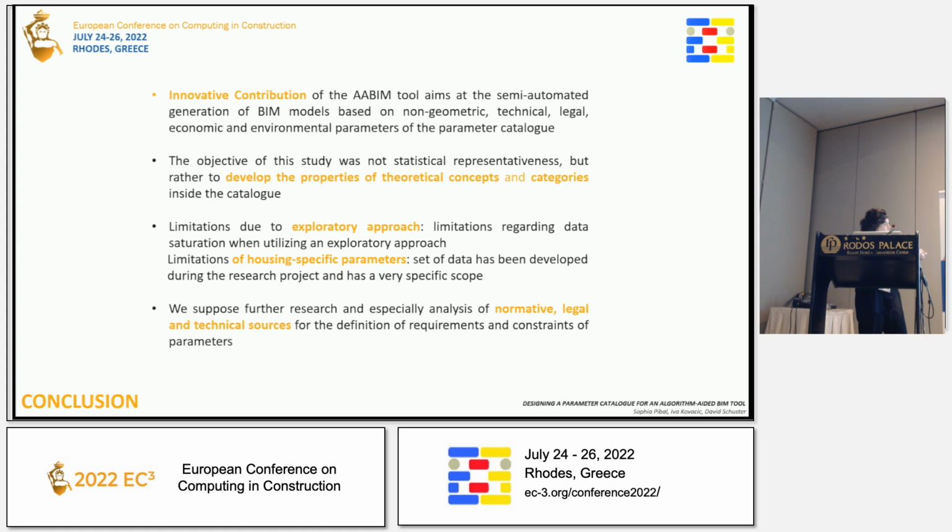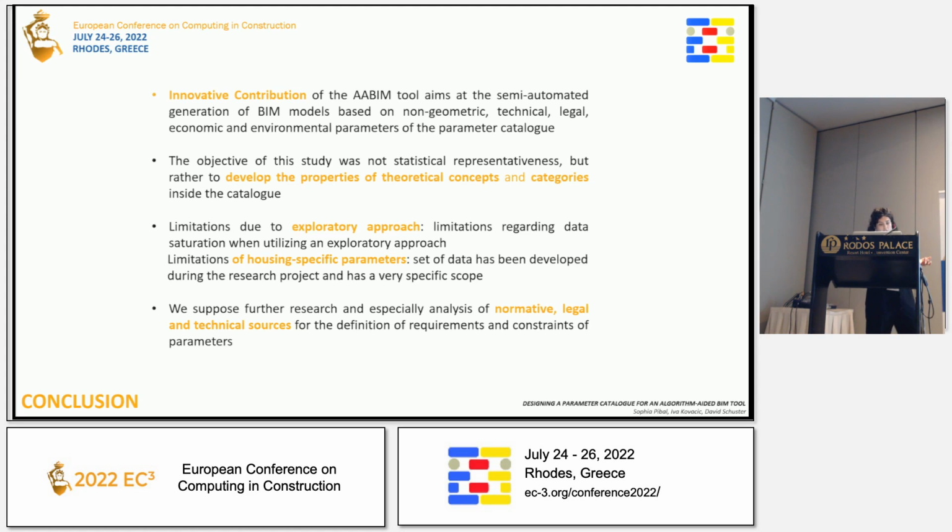And what we are doing with this, so for the contribution of the algorithm-aided BIM tool, it aims, as I said before, at the semi-automated generation of BIM models based on non-geometric, technical, legal, economic parameters in this parameter catalog. And the objective of the study was to develop the properties of theoretical concepts and categories inside this catalog to further work with it.